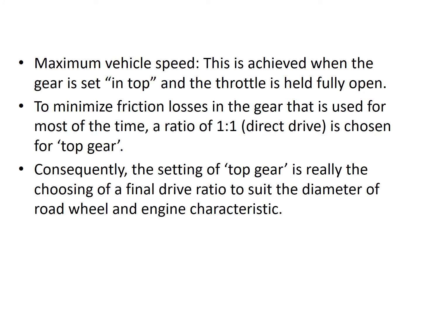Maximum vehicle speed is achieved when the gear is set in top and the throttle is held fully open. You will give the full air-fuel mixture, inserted into the combustion chamber. To minimize friction losses in the gear that is used most of the time, a ratio of 1:1 or direct drive is chosen to be top gear. But consequently, the setting of top gear is really the choosing of the final drive ratio to suit the diameter of the road wheel and the engine characteristic.